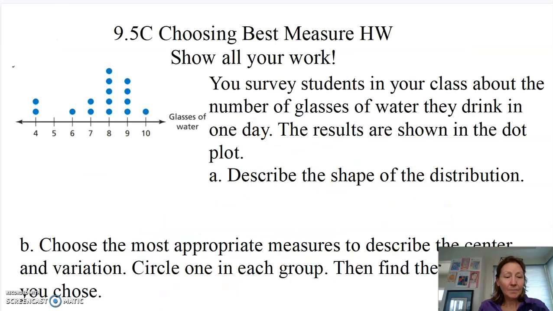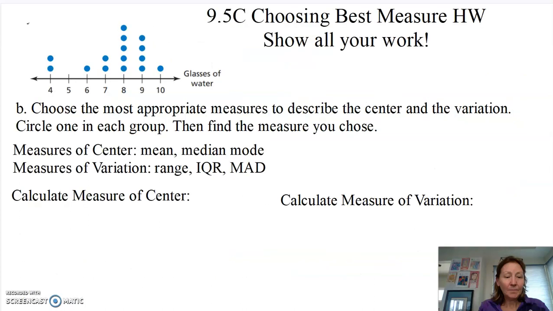All right, so here's a picture of what the homework looks like. You are choosing the best measure of center. You're supposed to describe the shape of the distribution, choose the most appropriate measure to describe the center and the variation. So here's kind of how I set it up. All you have to do is circle from here the measure of center, circle the variation. You can remember the rhyme that I gave you, and then you have to do calculating 1 measure of center and 1 measure of variation. All right, good luck.